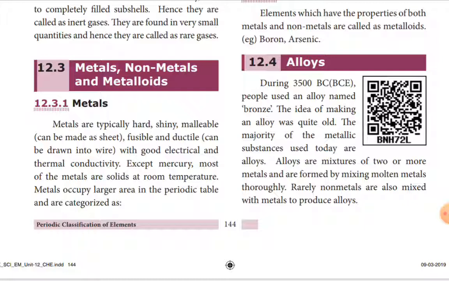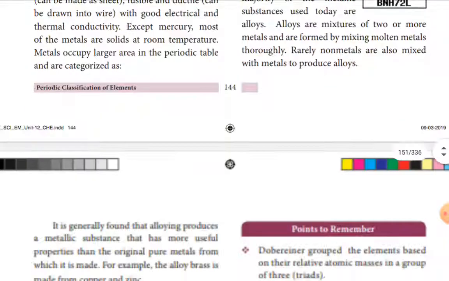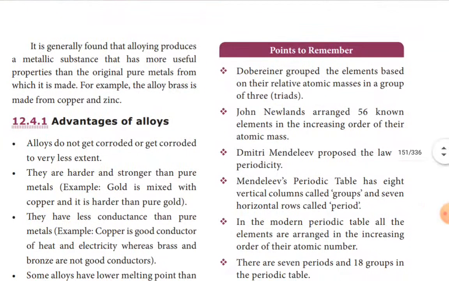So alloys are mixtures of two or more metals. Rarely, non-metals are also nowadays mixed with metal to produce alloys. It is generally found that alloying produces a metallic substance that has more useful properties than the original pure metal from which it is made. For example, the alloy brass is made from copper and zinc.